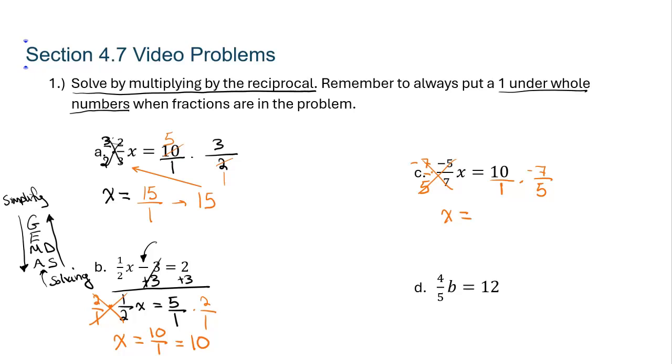Now I'm ready to multiply, so I have to cross cancel first. Well, 5 goes into 5 one time, 5 goes into 10 twice, and now I'm ready to multiply across. So I get 2 times -7, which is -14, that's this right here, over 1 times 1. So fully simplified, I get x equals -14.